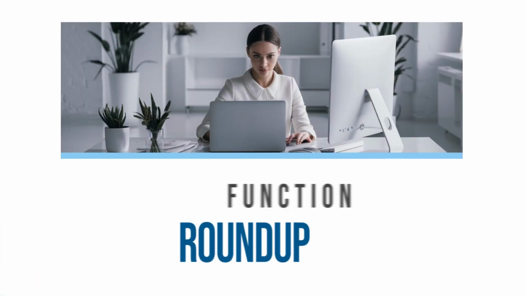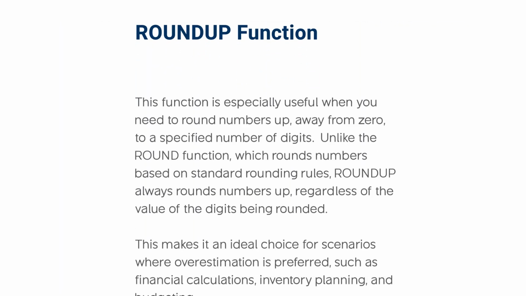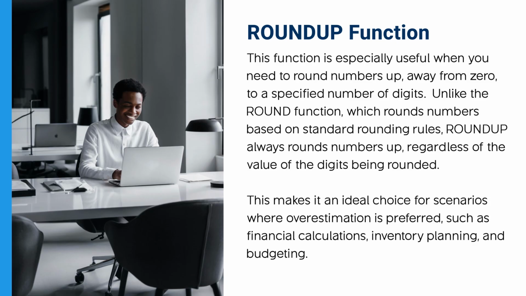In today's tutorial, we're going to explore the ROUNDUP function in Excel. This function is especially useful when you need to round numbers up, away from zero, to a specified number of digits. Unlike the ROUND function, which rounds numbers based on standard rounding rules, ROUNDUP always rounds numbers up, regardless of the value of the digits being rounded. This makes it an ideal choice for scenarios where overestimation is preferred, such as financial calculations, inventory planning, and budgeting.